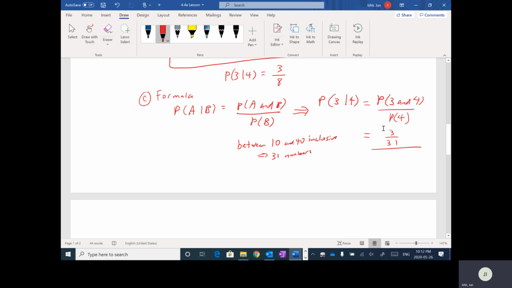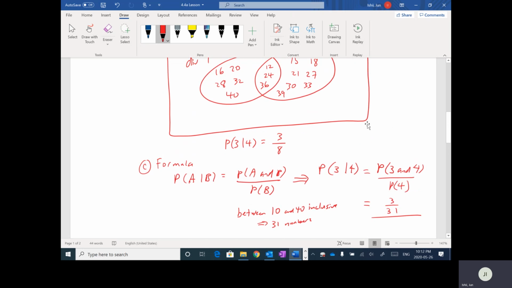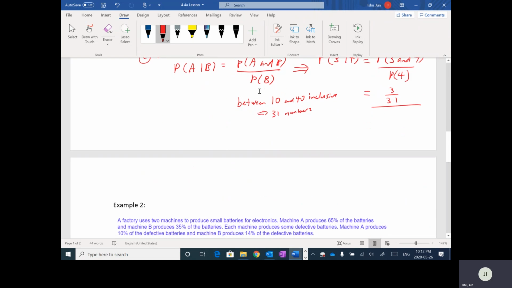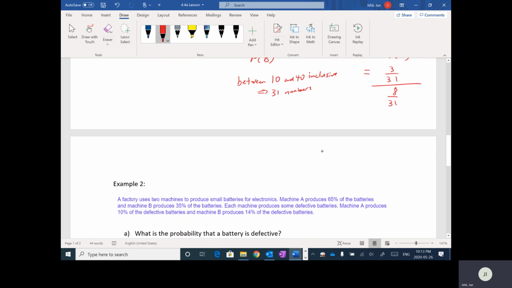Now the probability of getting a number that's divisible by 4 would be, again, 1, 2, 3, 4, 5, 6, 7, 8. So 8 of the numbers are divisible by 4. So 8 out of 31. If you remember your fraction rules, I'm going to have to drag this down to the next space here.